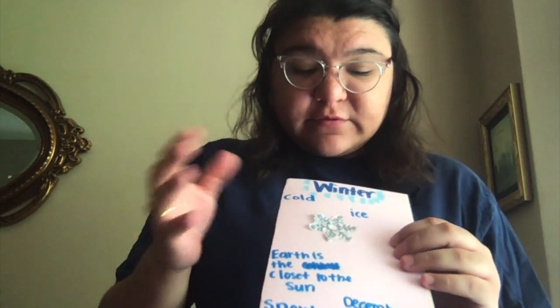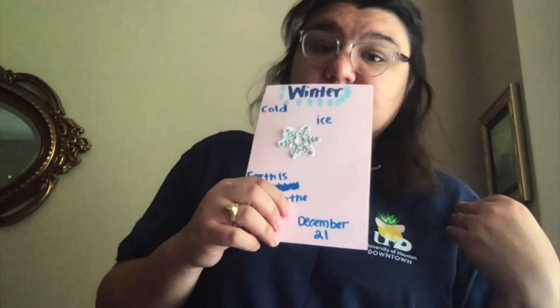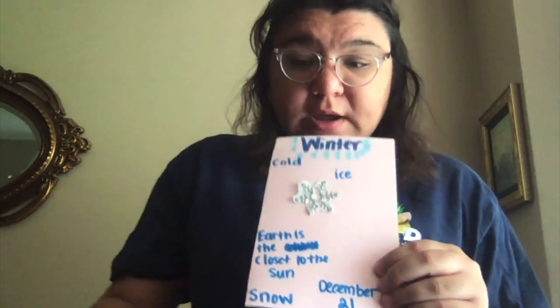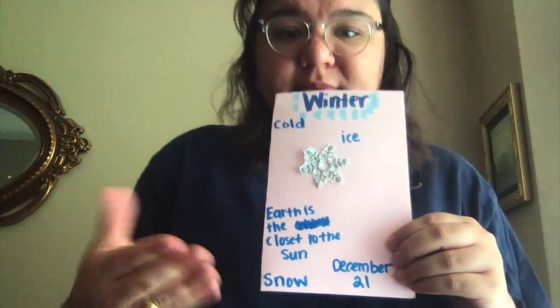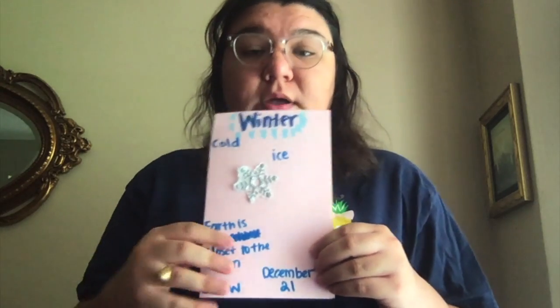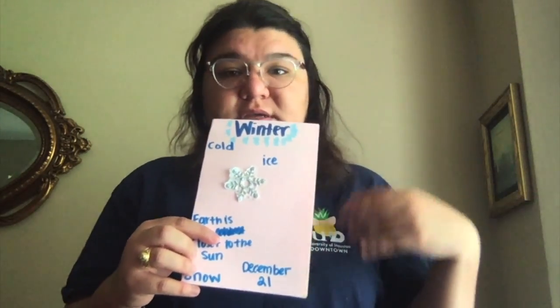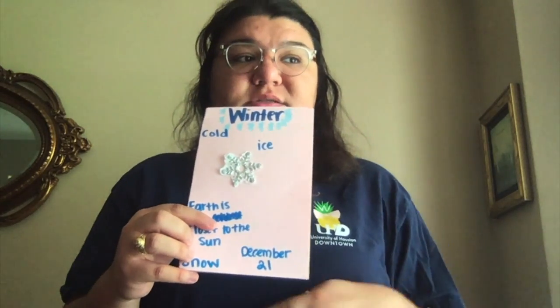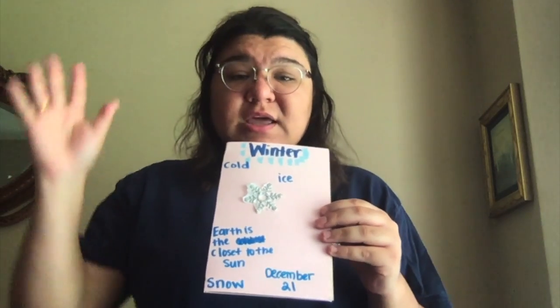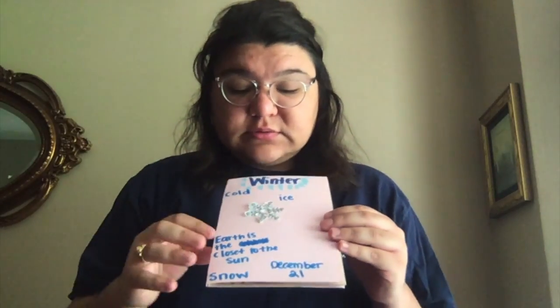So for winter, for 3 of the characteristics, I put December 21st. That is also the winter solstice. I put snow because during that time it snows. It might not snow here in Texas all the time, down here in Houston, but it does snow in Dallas, it does snow in New York, it does snow in Colorado, Ohio, Michigan. It snows all the way up there in those states.